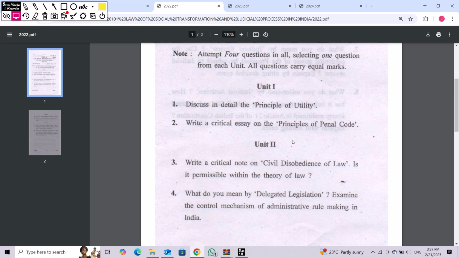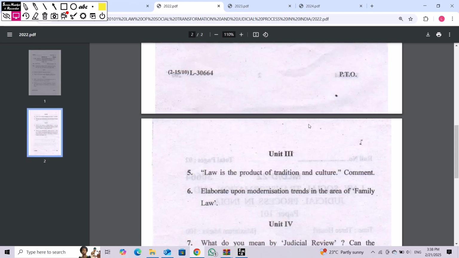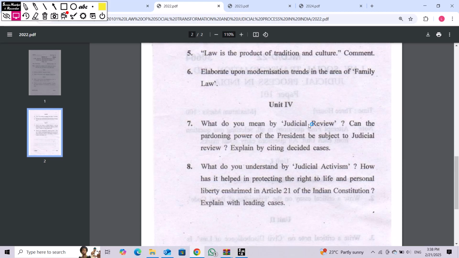And question four is: what do you mean by delegated legislation? Examine the control mechanism of administrative rule making in India. And Unit 3 is: law is a product of tradition and culture. Comment. And next is: elaborate upon modernization trends in the area of family law. Unit 4 is: what do you mean by judicial review? Can the pardoning power of the President be subject to judicial review? Explain by citing decided cases.